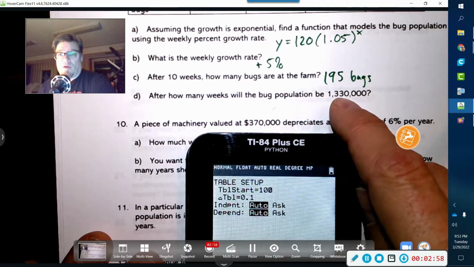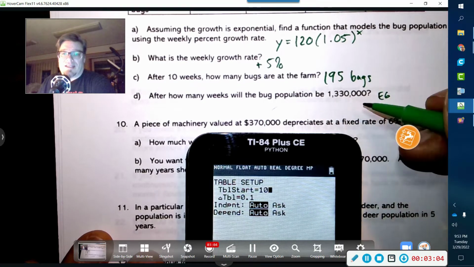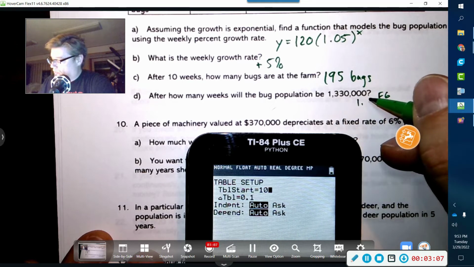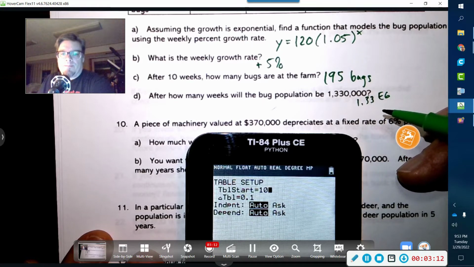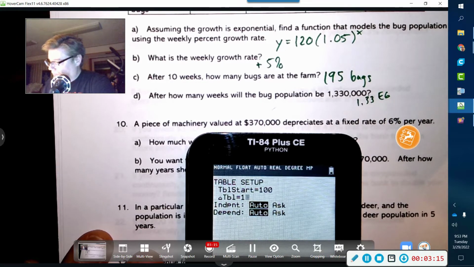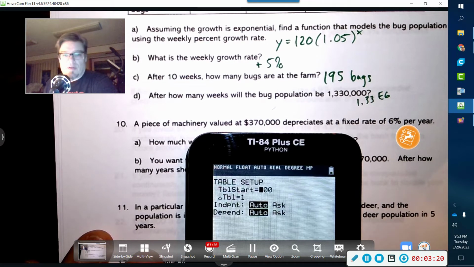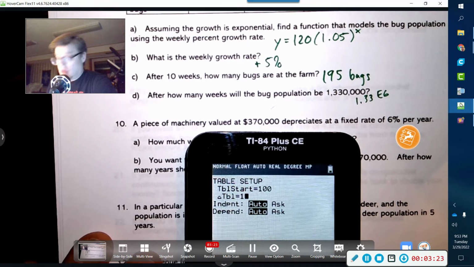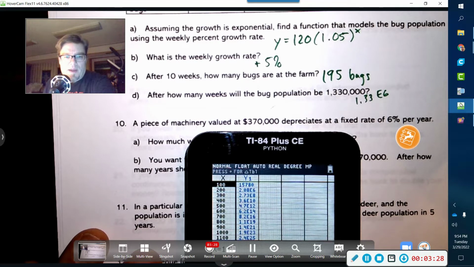Now I'm looking for, this is in the millions, so I'm looking for E6, okay? E to the 6th is in millions, so 1.33 E to the 6th, or times 10 to the 6th. All right, so let me start there, and I'm going to go up by 1. Not even close, all right? So what I could do is go to the table set, and I can go up by hundreds, all right? Okay, so going up by hundreds, you can see that it's in between 100 and 200. 200 is too high, so why don't I start at 150?